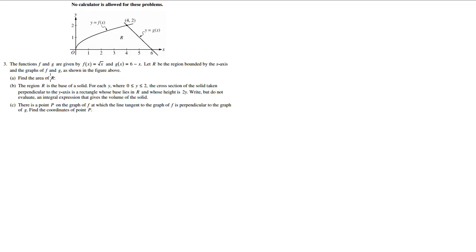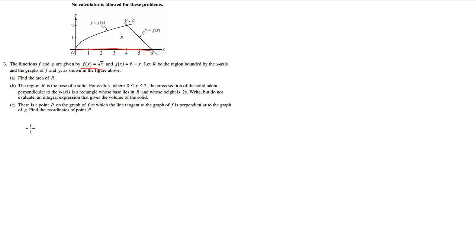Okay, the functions f and g are given by f of x equals the square root of x. So that's this section here. I'll not draw that. And g of x equals 6 minus x. Let R be the region bounded by the x-axis and the graphs of f and g as shown in the figure above. Okay, so we've got this region here, and it's bounded by the x-axis, so this is also our boundary down here. All right, find the area of R.